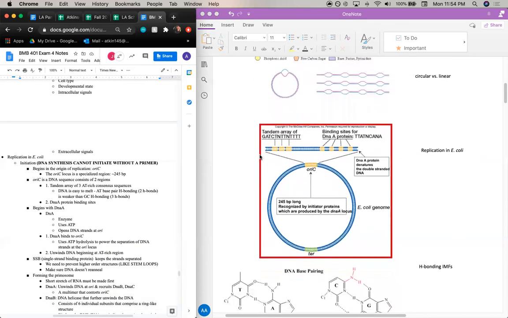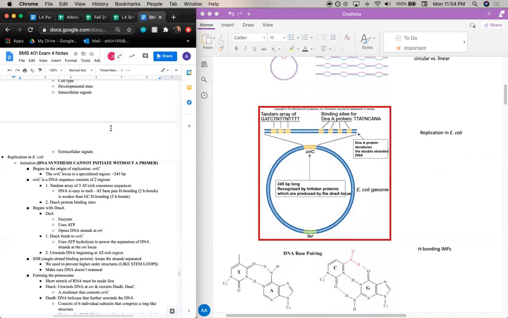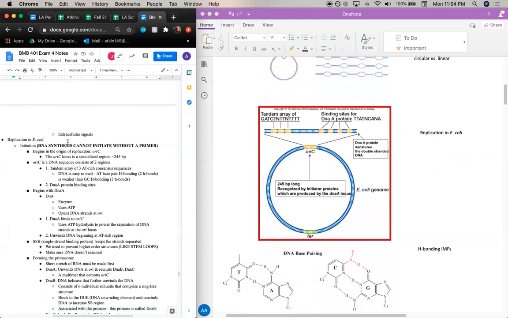Okay, so moving on to replication in E. coli. So this is going to be replication in prokaryotes. We are going to start with initiation. Just kind of a key point here, DNA synthesis cannot initiate without a primer. We mentioned a little bit ago that we need that primer to attach. Okay, so initiation is beginning in the origin of replication, which is commonly abbreviated as OriC. And we can kind of see this in this figure here. This is where replication is going to start.